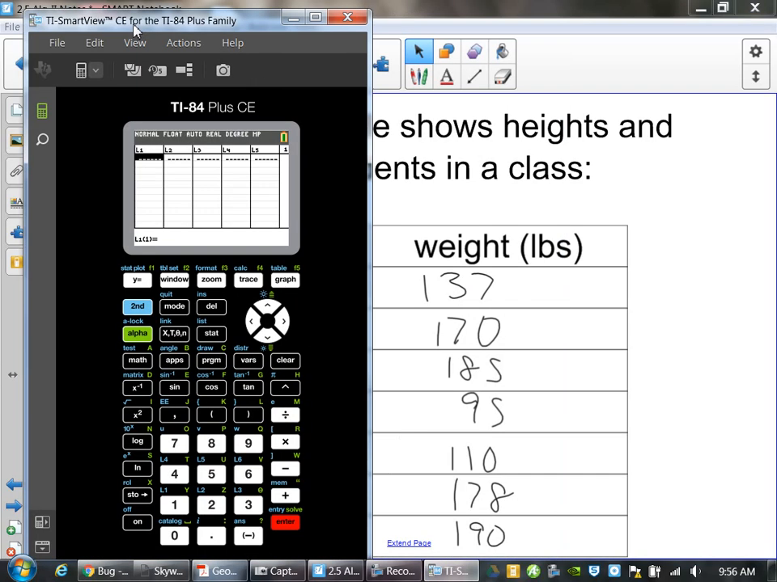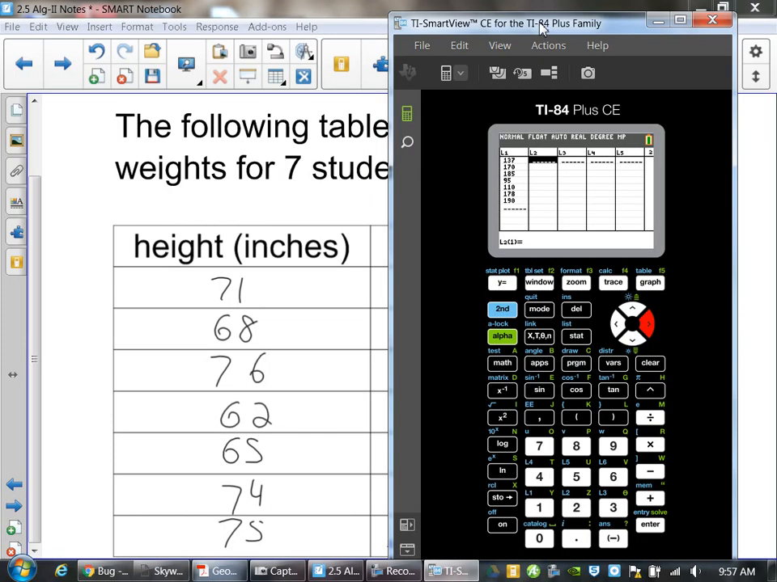So L1 we're gonna put 137, 170, 185, 95, 110, and 78, and 190. L2, height: 71, 8, and so on.